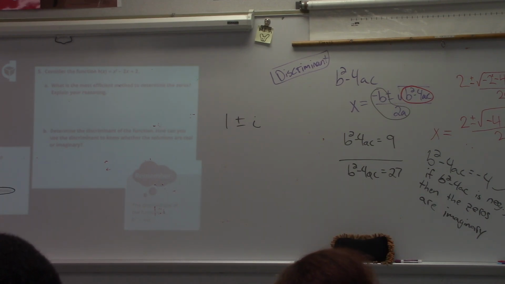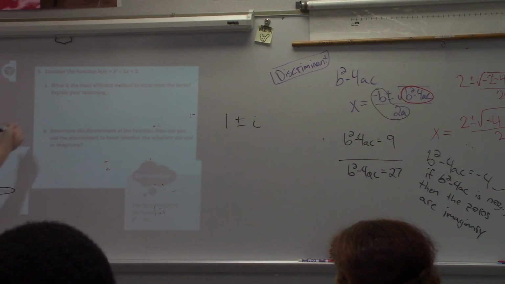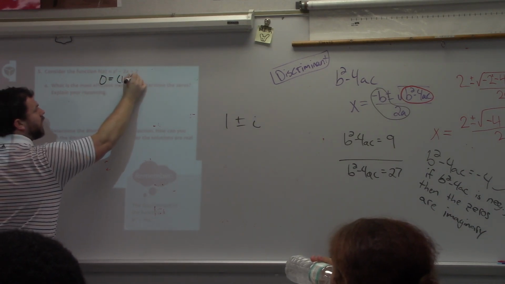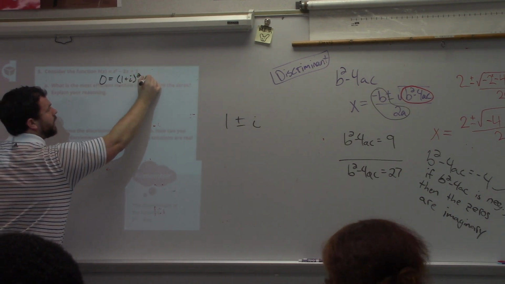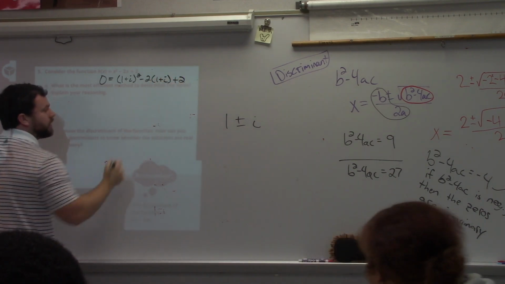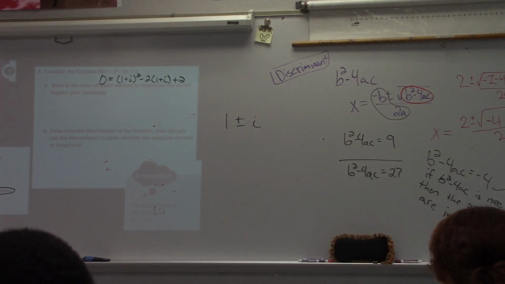So if we're going to ask, how can we check our answer, what can we do? Type it into the calculator, right? While I'm looking for this proficiency scale for a couple people, I want everyone to pick up a calculator. So remember, we're looking at 0 equals (1 plus i) squared minus 2 times (1 plus i) plus 2. Type that into the calculator. See what it says. Check it with the 1 minus i.